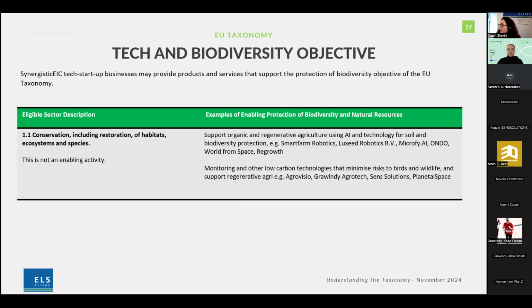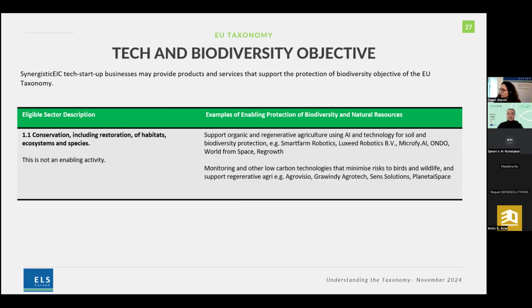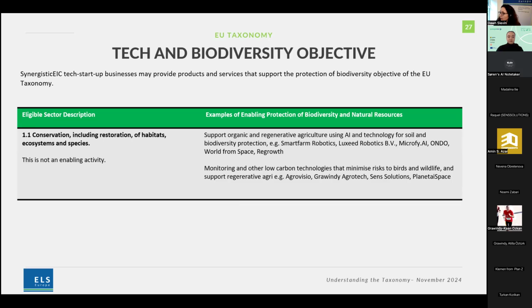And so these companies are using AI, we're back to our AI discussion, and technology for soil and biodiversity protection. Smart farm robotics, Luxseed robotics, Microfy AI, Ondo, World from Space and regrowth appear potentially to operate in this sector, and also monitoring and other low carbon technologies that minimize risk to birds and wildlife, protected birds and wildlife, which are a particular concern, and support regenerative agri, such as AgroVisio, Raw Windy Agrotech, Send Solutions, and again, Planet AI Space, which potentially applies under another environmental objective.